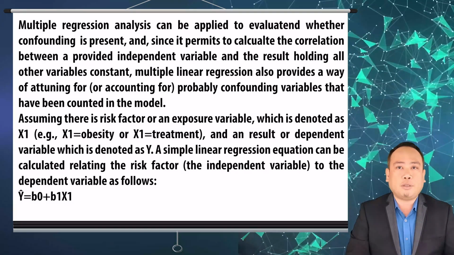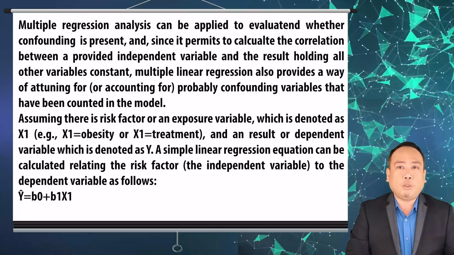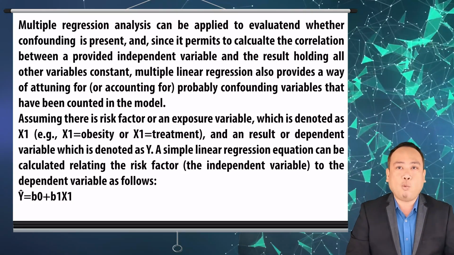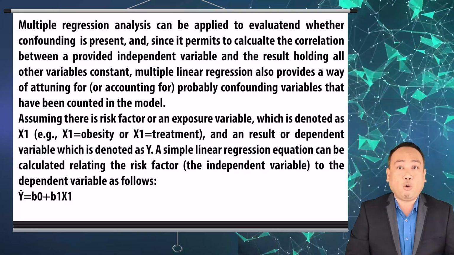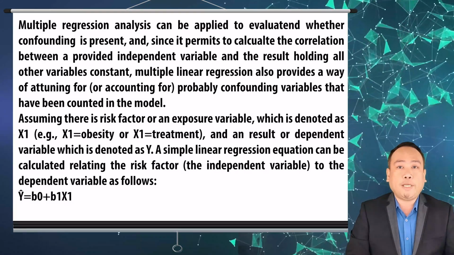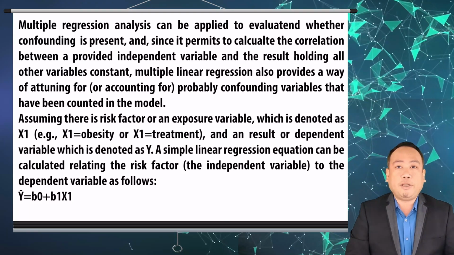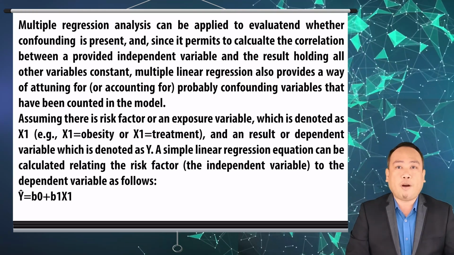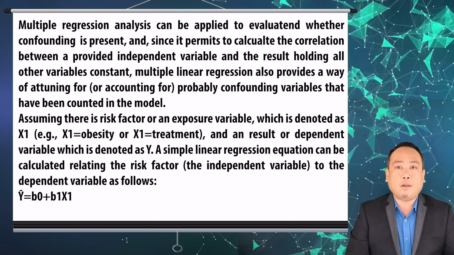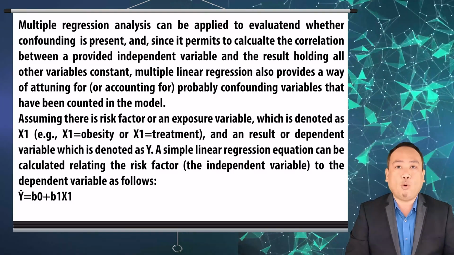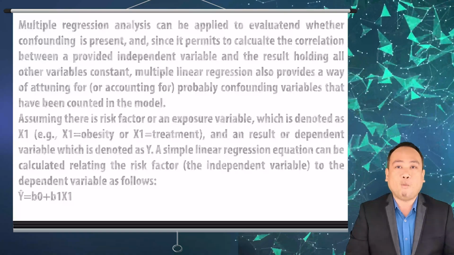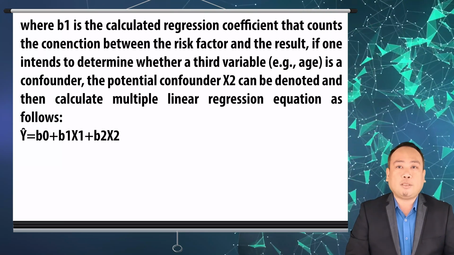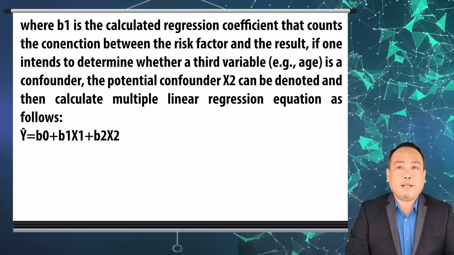Assuming there is a risk factor or an exposure variable, which is denoted as x sub 1, that is, x sub 1 is obesity or x sub 1 is treatment, and a result or dependent variable which is denoted as y. A simple linear regression equation can be calculated relating the risk factor, the independent variable, to the dependent variable as follows: y is equal to b sub 0 plus b sub 1 times x sub 1, where b sub 1 is the calculated regression coefficient that measures the connection between the risk factor and the result.